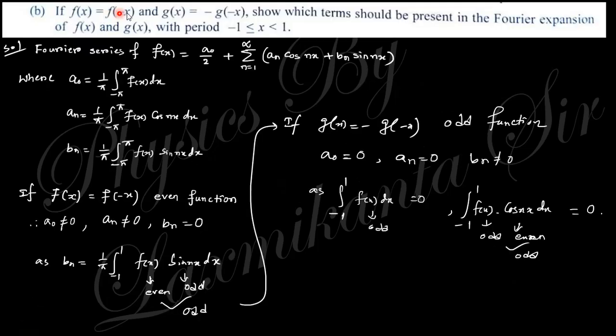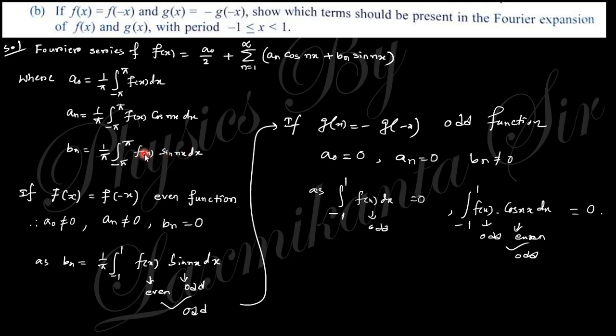Next, if f of x equals f of minus x, that is an even function, and g of x equals minus g of x, that is an odd function, which terms should be present in the Fourier expansion of f of x and g of x within the period? So, this is the Fourier expansion formula. When this is an even function, you can see here that bn will be 0, because this is an even function and sine function is an odd function.